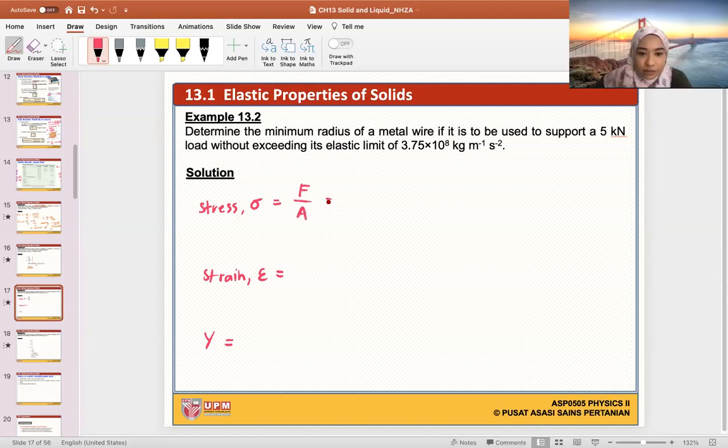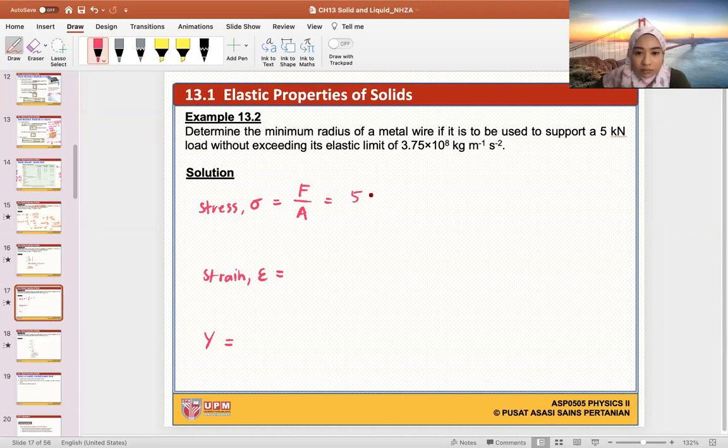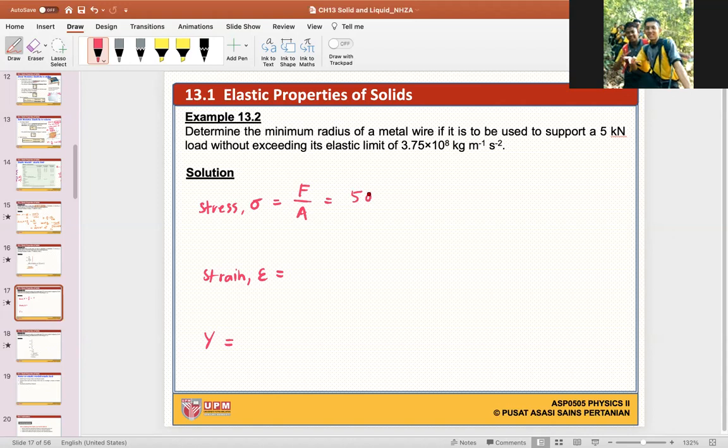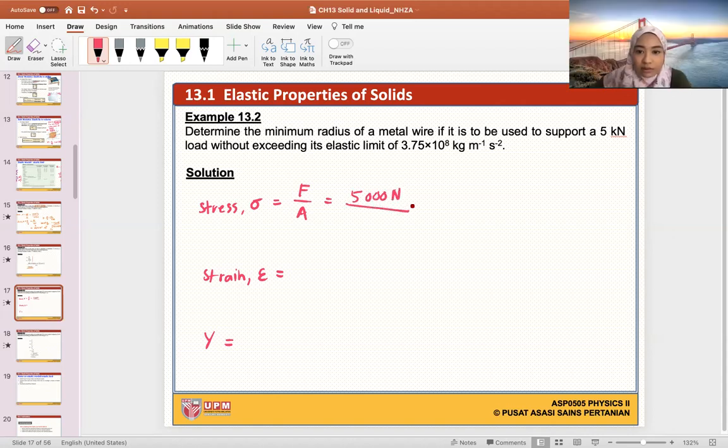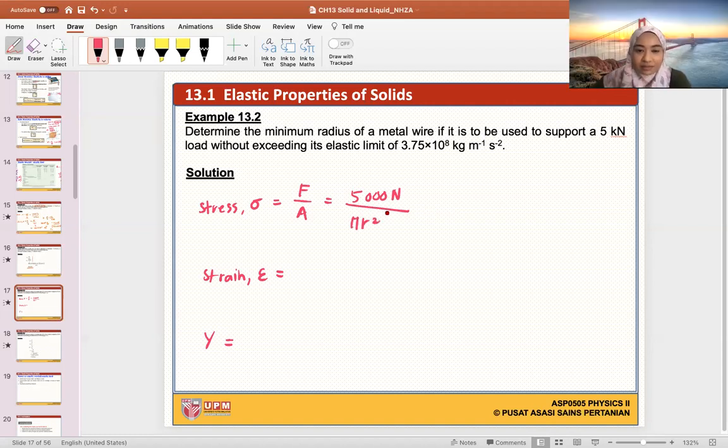Okay, so what is the force in this case? 5 kilonewton. What is kilo? 5,000 Newton. Okay. What is your area here? What is the equation here? Pi r squared. Baik, betul. So R kita tak tahu kan? So that is what we are trying to find. Okay, thank you Danish. Dah tahu dah area of circle. Saya bukan nak pick on you, saya betul-betul nak awak faham.